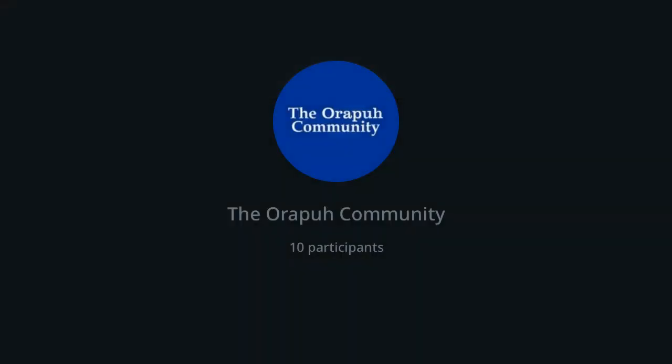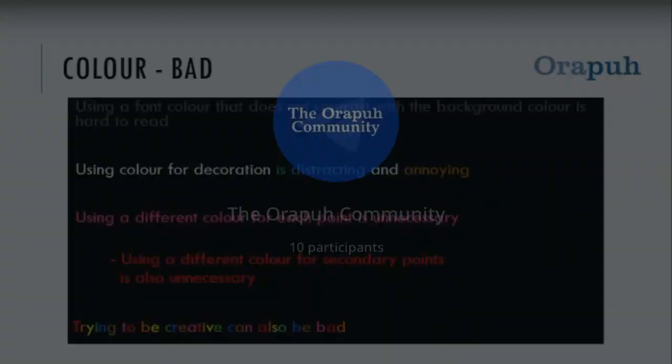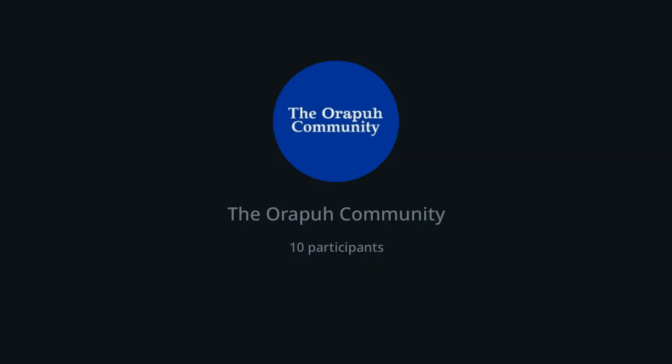Then using color for decoration is very distracting and very, very annoying. Using a different color for each point is unnecessary. Using a different color for a secondary point is also unnecessary. And trying to be creative can also be bad. I think this should be better when you're preparing something for those in a nursery or primary or grade classes. So in the next slide, we are seeing a background that is very good.